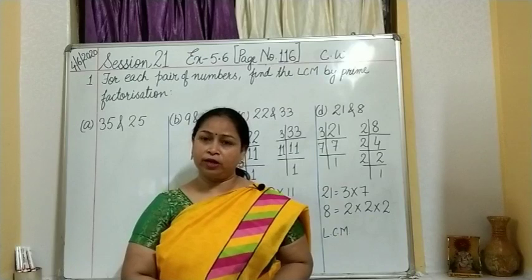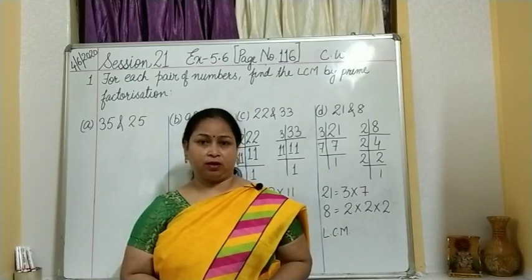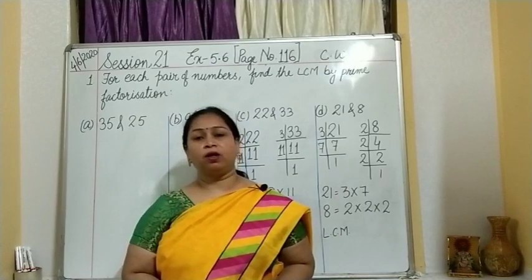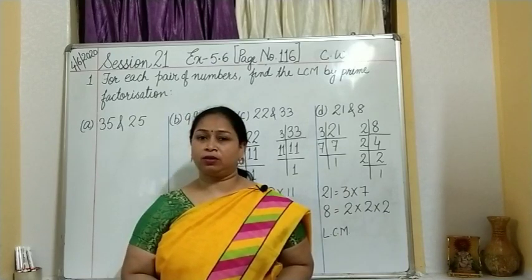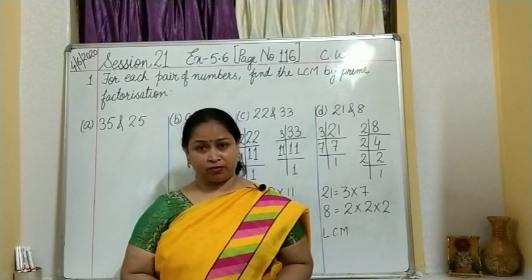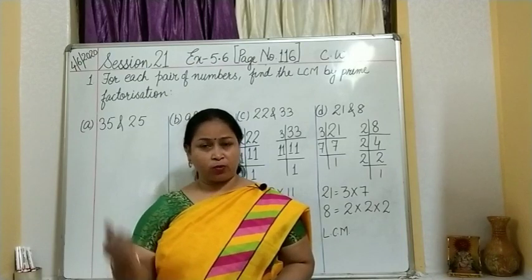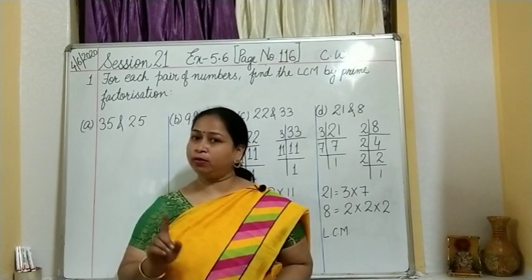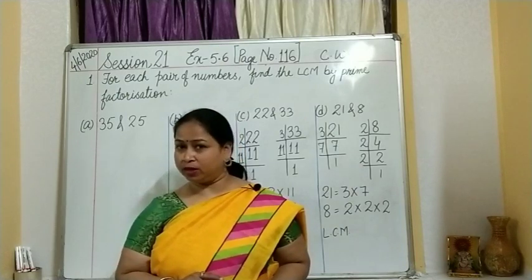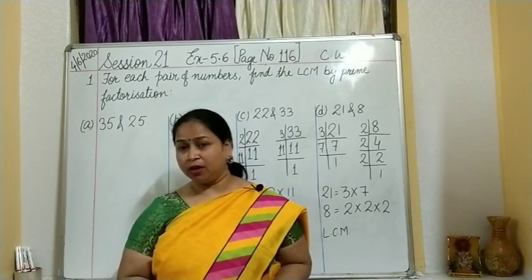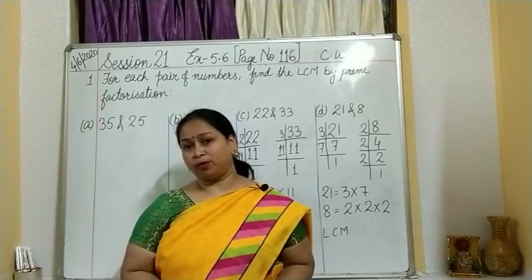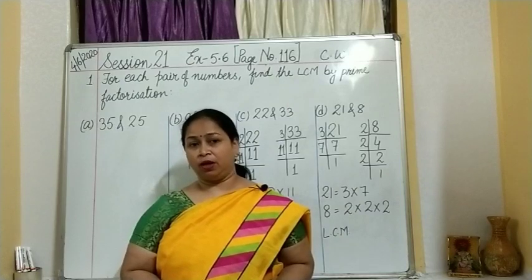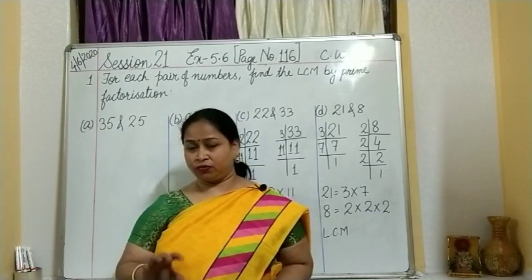Children, we have already completed HCF, isn't it? That is highest common factor, and I taught you 2 methods. One was the prime factorization method and the other one was the ladder division method. So the next topic we are going to do right now is based on LCM, common multiple. Just now we completed that example. Then least common multiple, that is LCM.